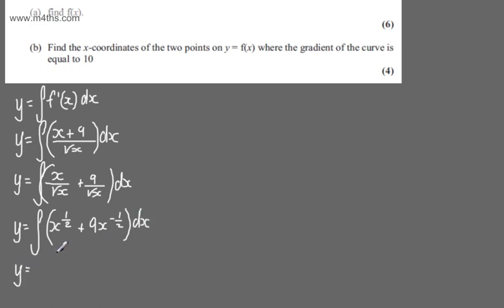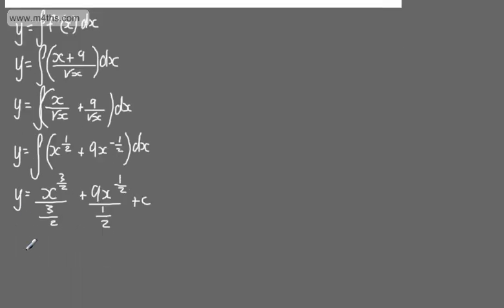So we raise by a power and divide by the new power. x to the power of 3 over 2 divided by 3 over 2. Then we'll have plus 9x to the power of positive 1/2 divided by positive 1/2 plus a constant of integration. So if we tidy this up, y is equal to 2/3 x to the 3 over 2 plus 18x to the half, or root x if you like, plus a constant.